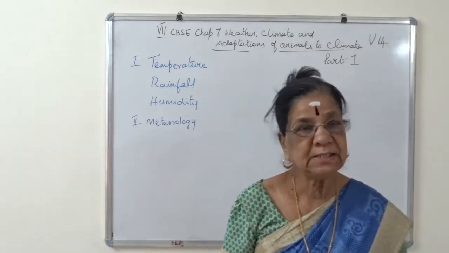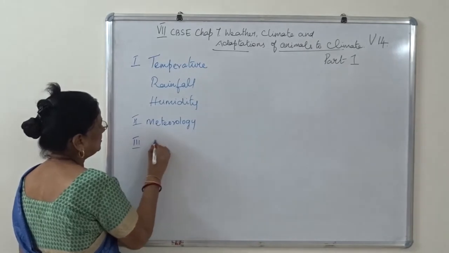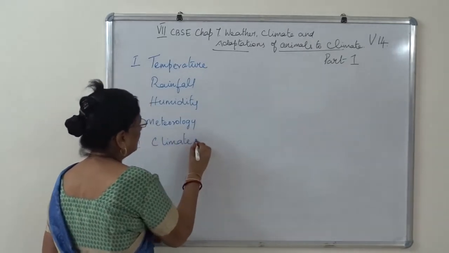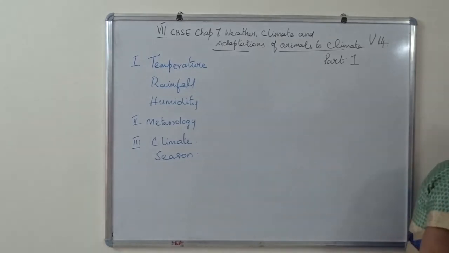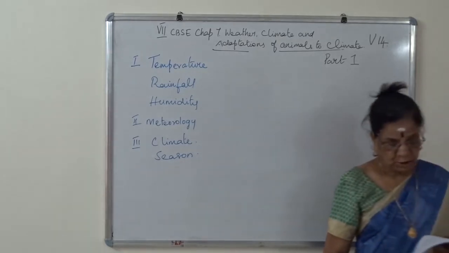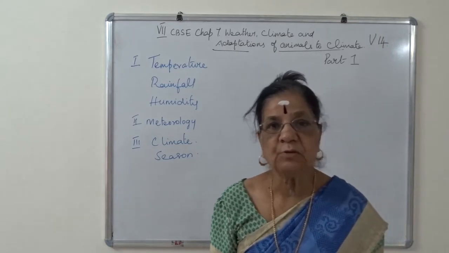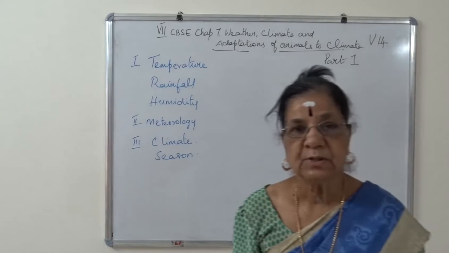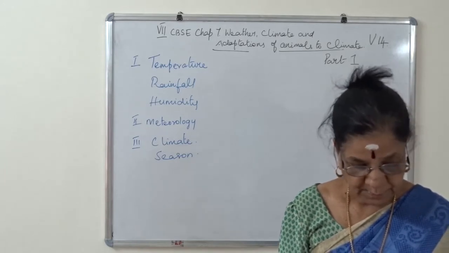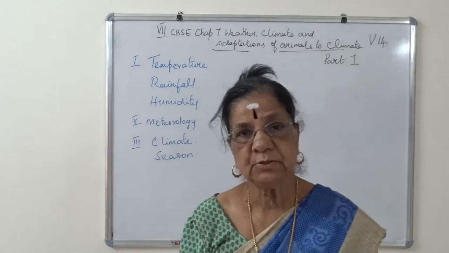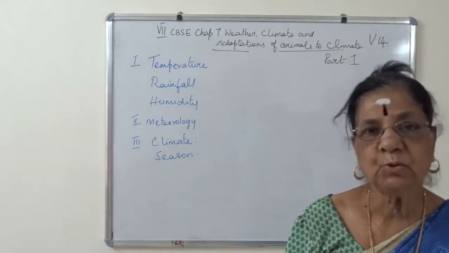Now we should understand two terms, climate and season. We come across two terms. One is climate and another one is season. What do you understand? Climate and season. Climate is a long-term weather pattern of a particular area measured over a period of 20 to 25 years. For example, Kashmir, it is mostly cold climate.